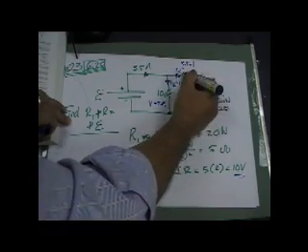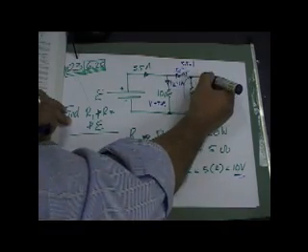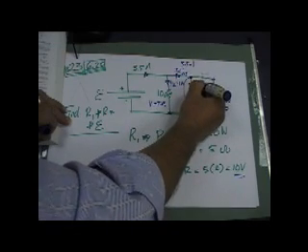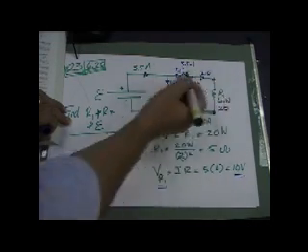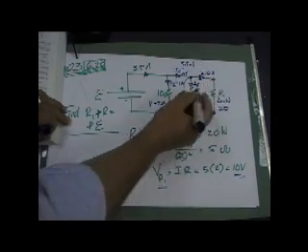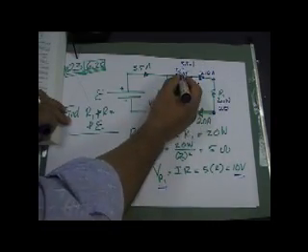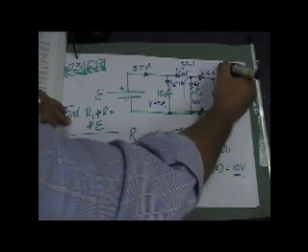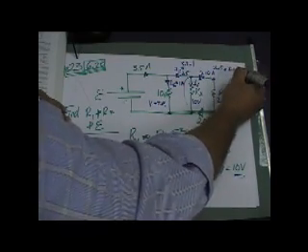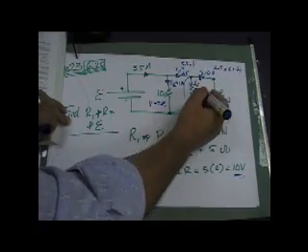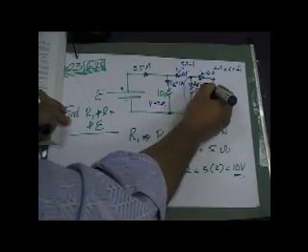What does that mean? That means I have this going in, this coming out, this coming out. This is I3, and this is 2 amp, right? That means I can get I3 simply because 2.5 is equal to 2 plus I3. So that means I3 is 2.5 minus 2, which is equal to 0.5 amp.